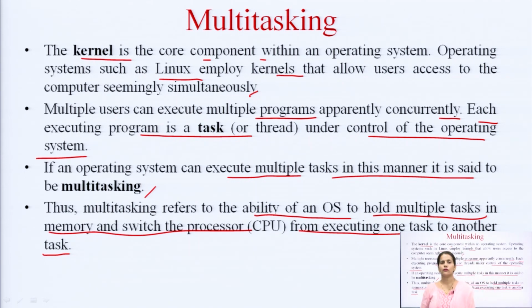This is the ability of the operating system to hold multiple tasks in memory and keep executing them by switching the processor from one task to another. So, this is the basic difference between multitasking and multiprocessing.